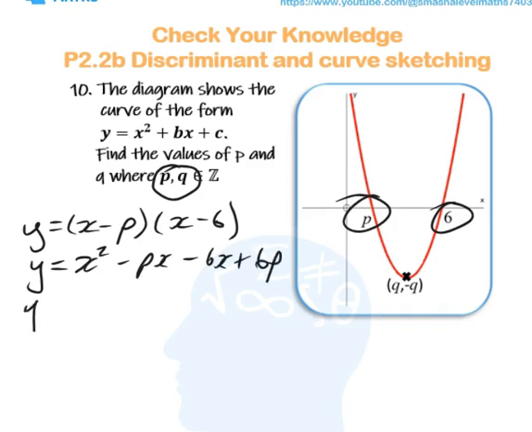Right, a little bit of tidying up. y equals x squared. I'm just going to tidy up those two terms there. So we've got minus p plus 6. So we've got minus p, minus plus 6 is the minus 6. So that's why the sign's changed there. Plus 6, x plus 6p. So that's the first thing.